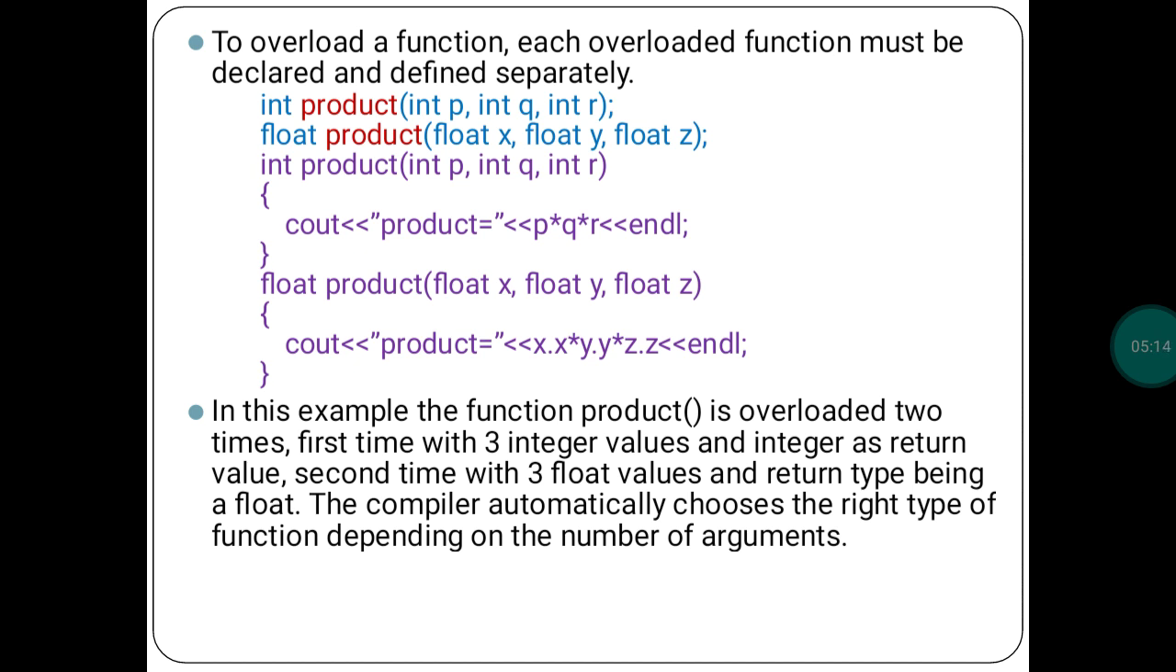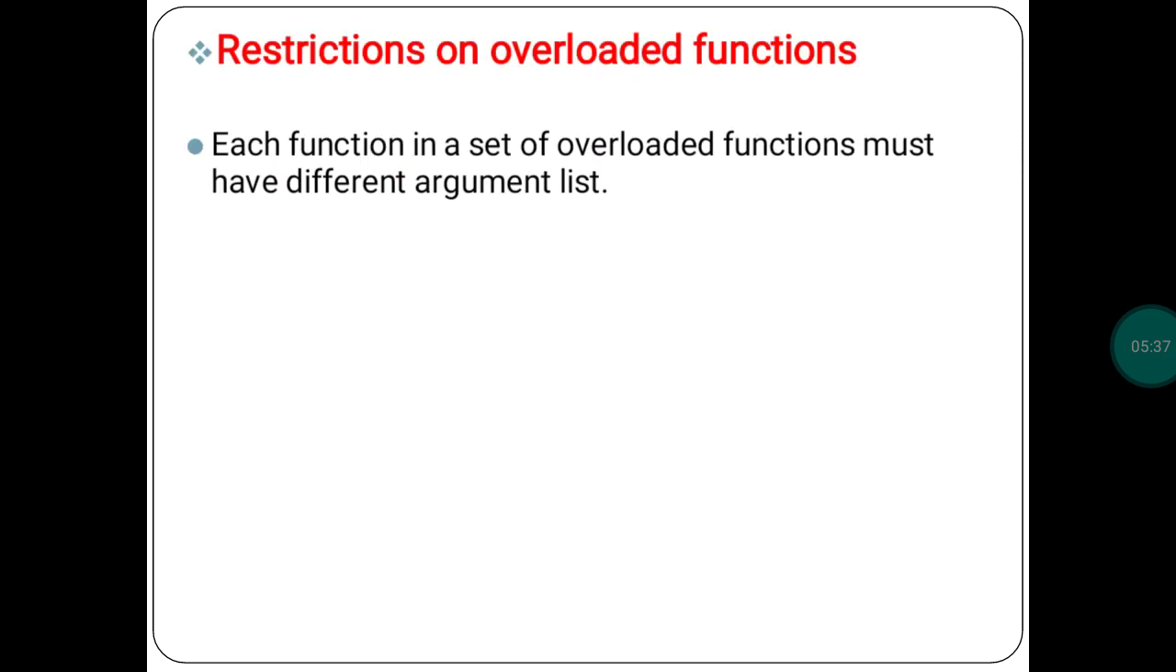The compiler automatically decides which function to call based on its arguments. If you give real numbers, the first function will get executed. If you give fraction numbers, the second function will get executed. So real numbers, first function; fraction numbers, second function. This is one simple example.